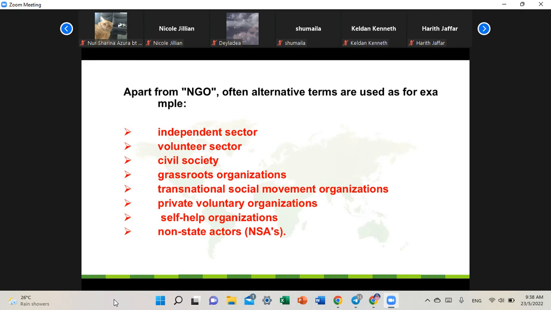And then private voluntary organization, self-help organization, non-state actor. So all of these actually refer to the same institution.